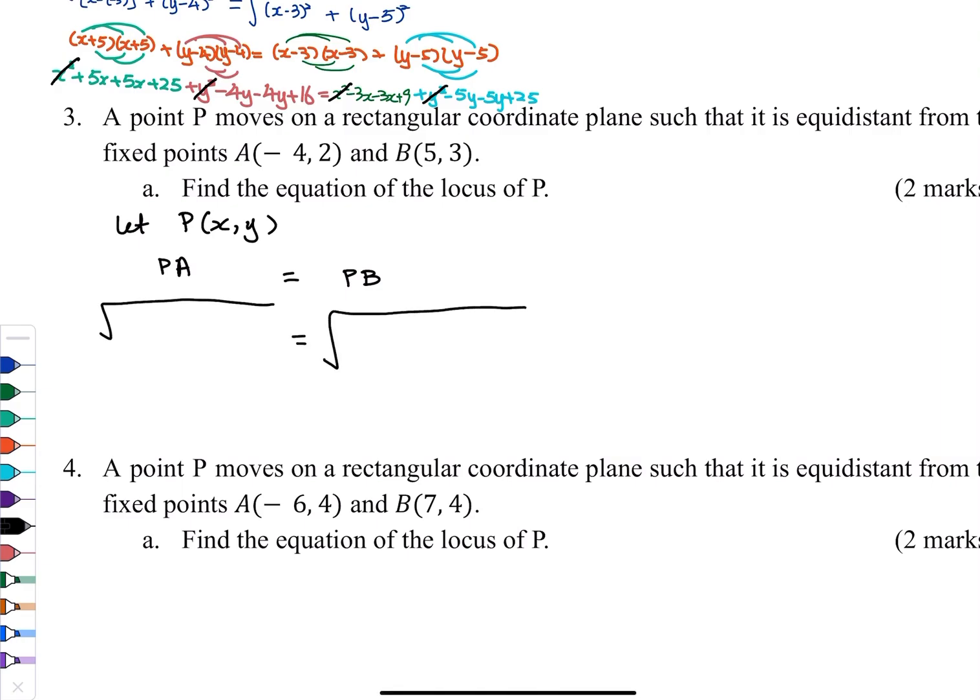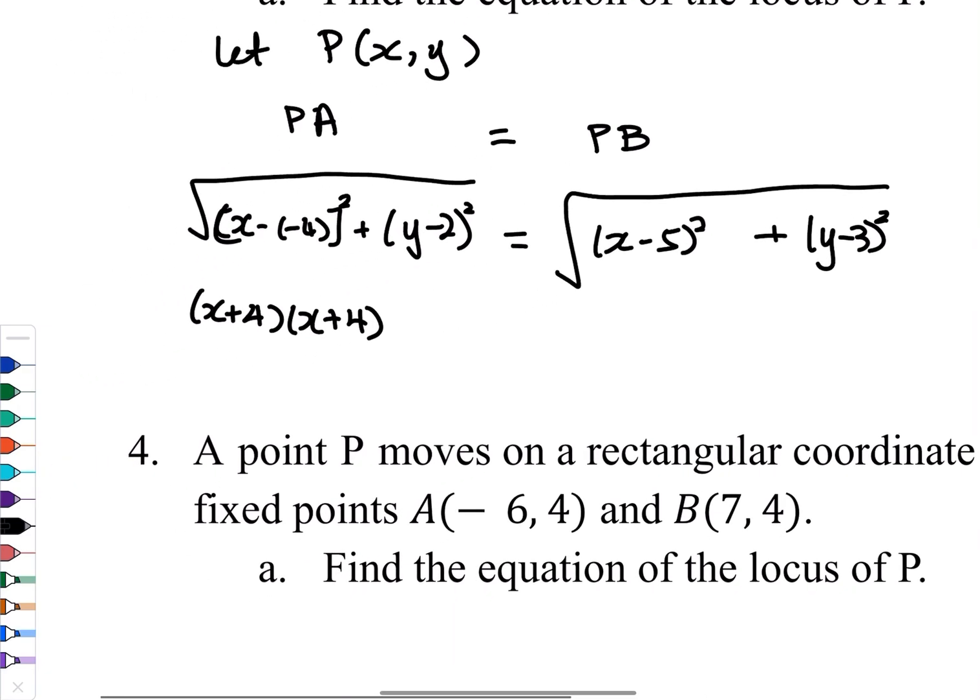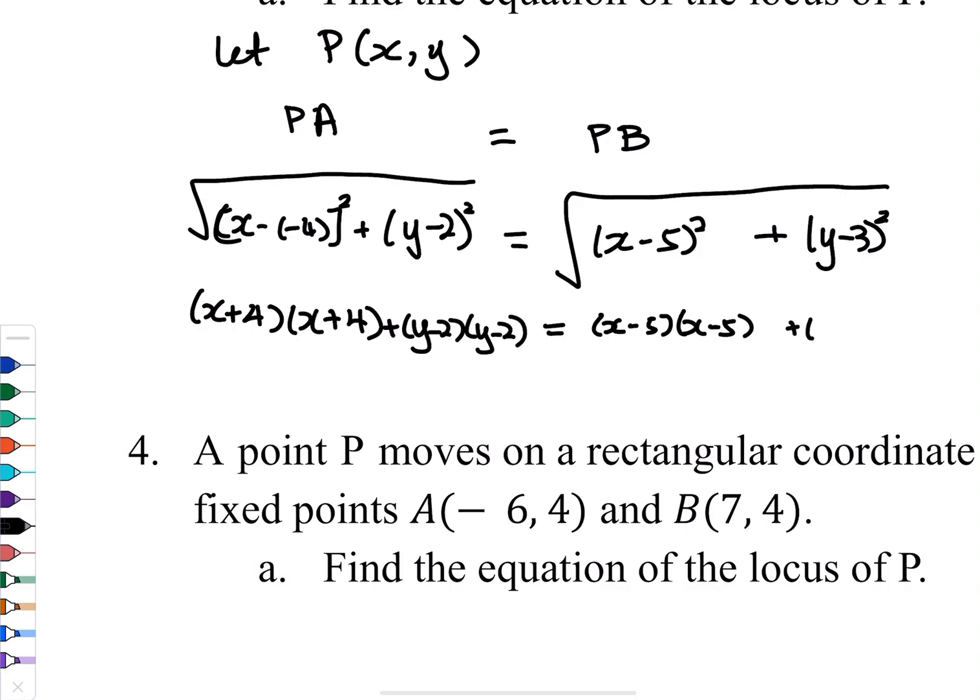And then x minus negative 4, bring back the bracket because there's a mini bracket inside, (y minus 2) squared, (x minus 5) squared, plus (y minus 3) squared. And then open up: you have (x plus 4)(x plus 4) because there's a square, so 2 of them. And then also (y minus 2)(y minus 2). Same here, (x minus 5)(x minus 5), and then (y minus 3)(y minus 3).